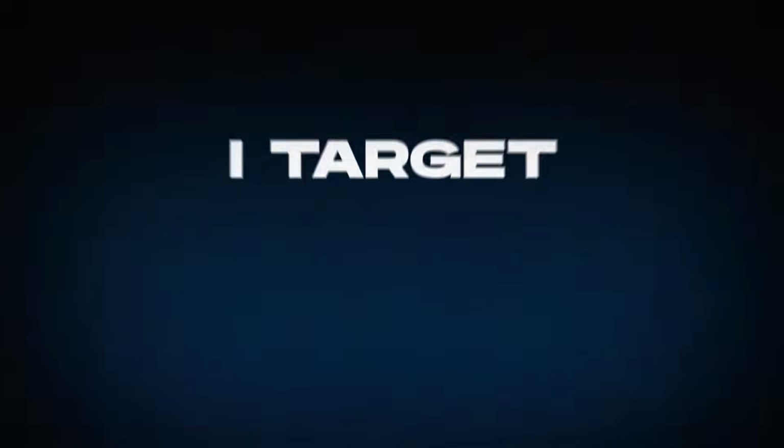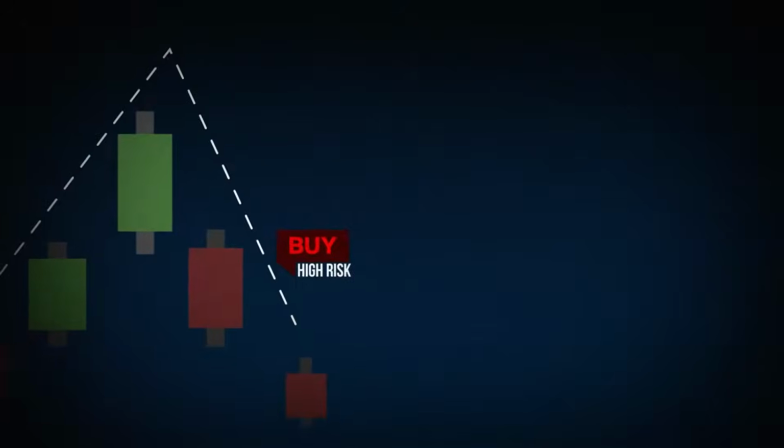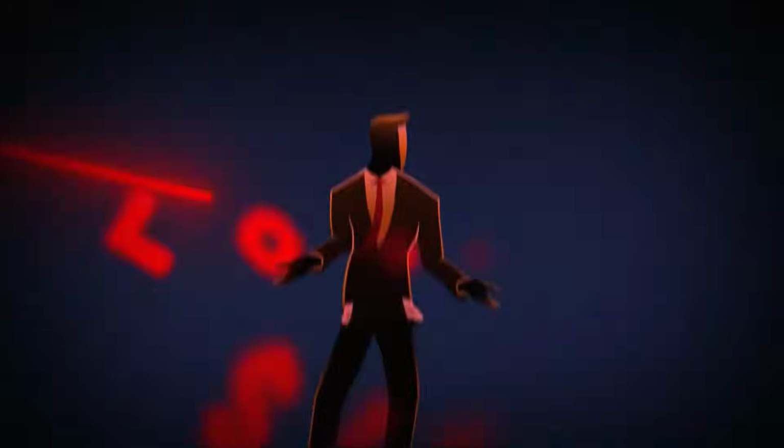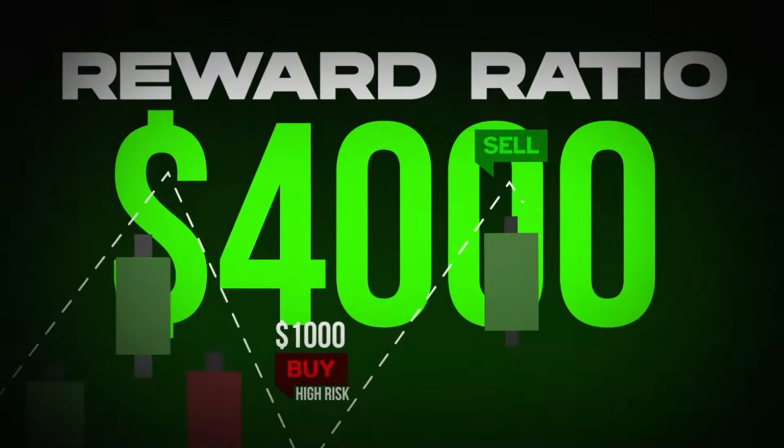So if I say I am risking 1 to 10, that means I'm risking $1 to make $10. Obviously, I'm trading with more than $1. So it'd be like I'm risking $1,000 to make $10,000, but the equation is 1 to 10 or 1 to 5. Personally, I target a 1 to 4 risk to reward ratio. So every single time I enter a trade and I risk about $1,000 per trade, I'm either losing $1,000 or I'm making $4,000. This is a very good risk to reward ratio.